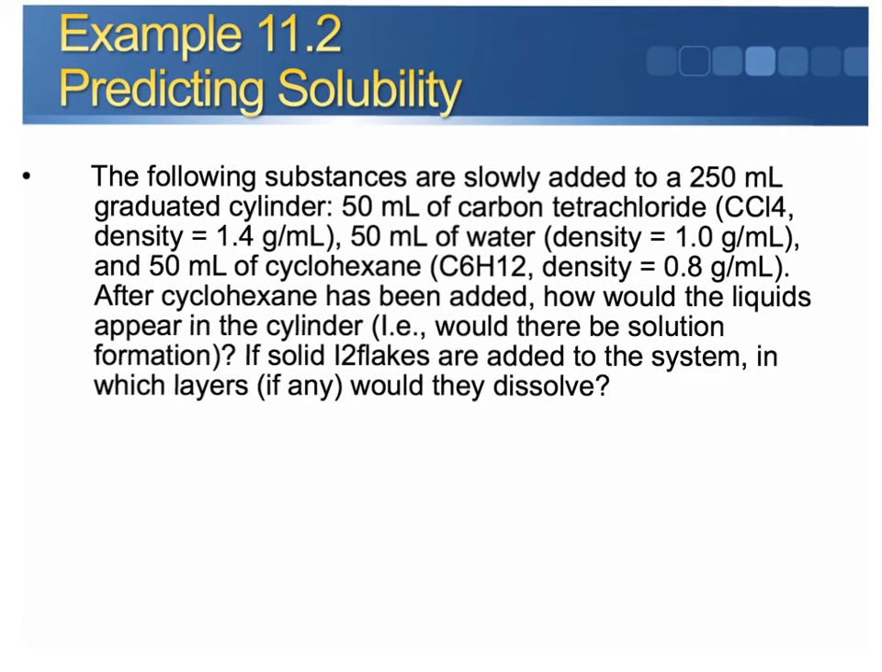All right. This is like a density problem. You still know like dissolves like. You don't have to calculate those things here, but the following substances are slowly added to a beaker or graduated cylinder: CCl4 with a density of 1.4, 50 milliliters of water, 50 milliliters of cyclohexane, and you can see the densities are getting lower and lower. Would there be a solution formation?